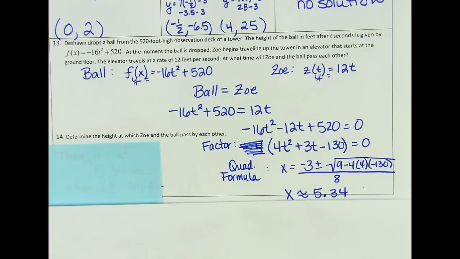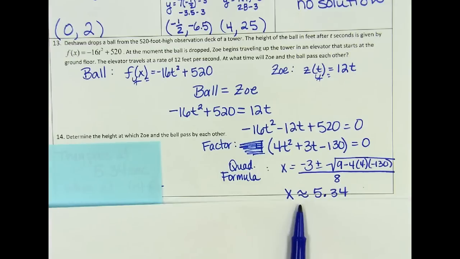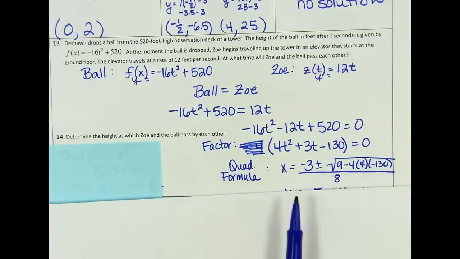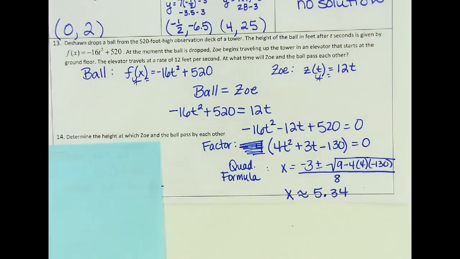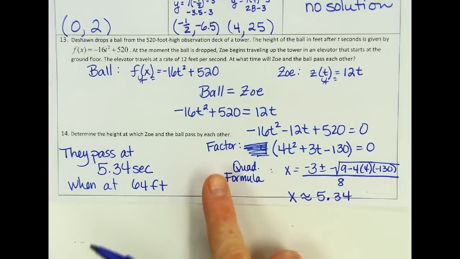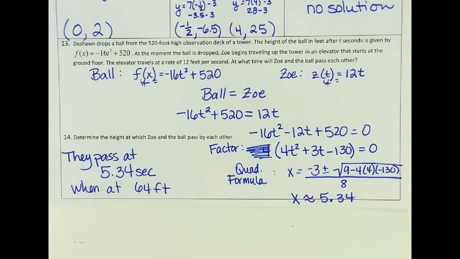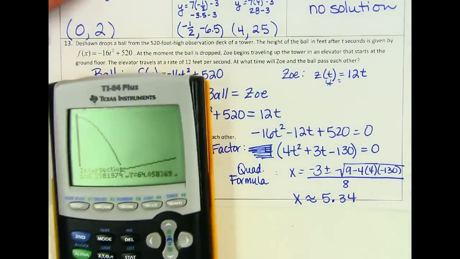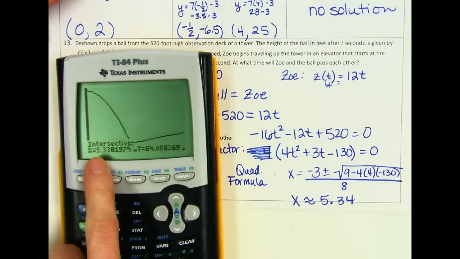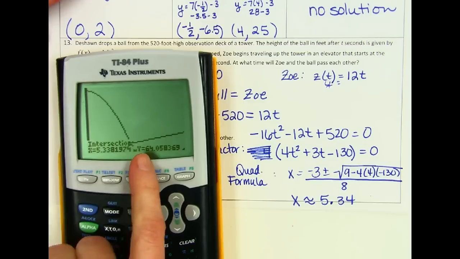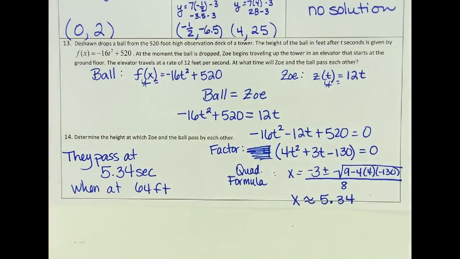Now the question says, at what time will they pass each other? The answer is 5.34 seconds. I then plugged that back in to the equation to come up with about 64 feet when they actually meet. So that's the height at which they meet. Now, remember I showed you on the calculator earlier the graph of this, and you can see the intersection point at 5.34 and about 64 feet. So the ball and Zoe will meet there.